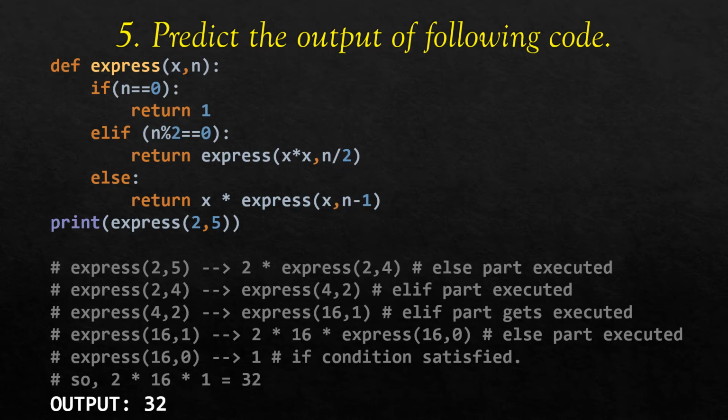Now express of 16 comma 1, here the else part gets executed, so it will return 16 into express of 16 comma 0, where 2 is already there, so 2 into 16 into express of 16 comma 0 will get executed. Now express of 16 comma 0, here the if condition is satisfied, so it will return 1. So in turn, finally it will return 2 into 16 into 1, that is 32.